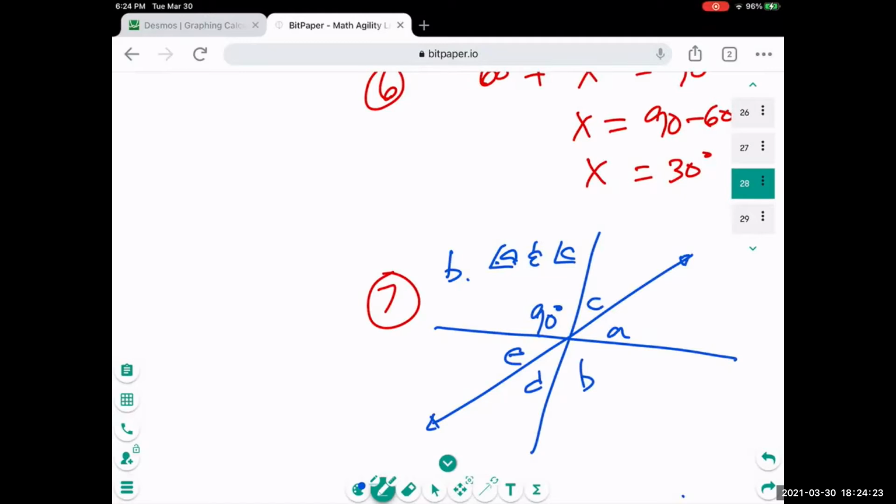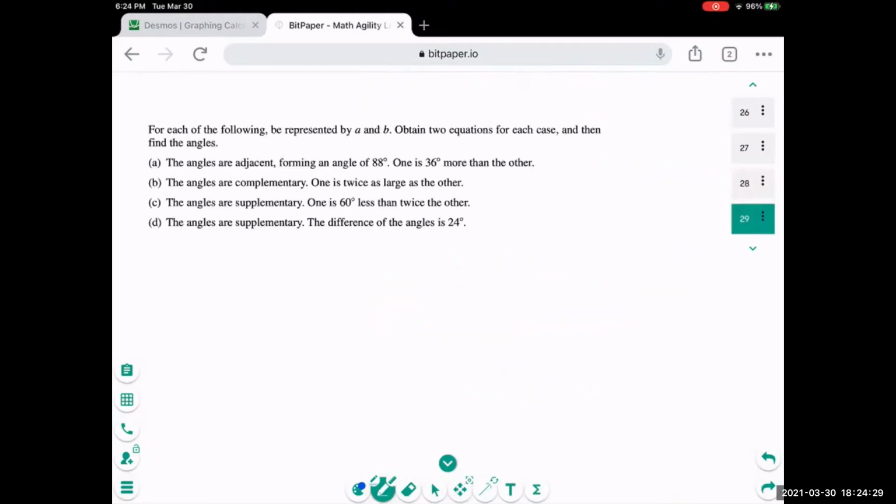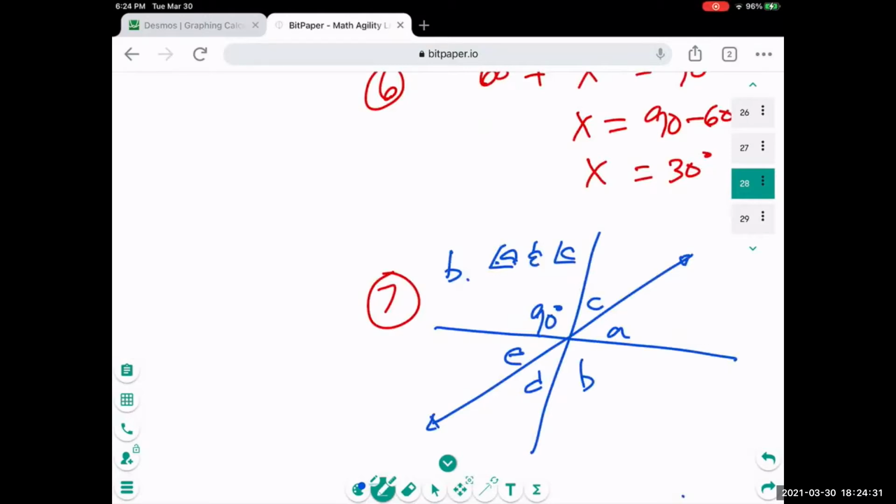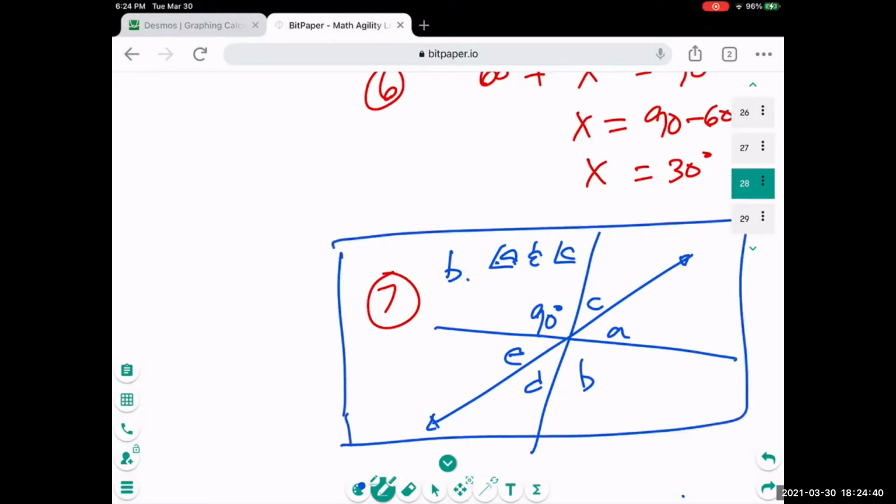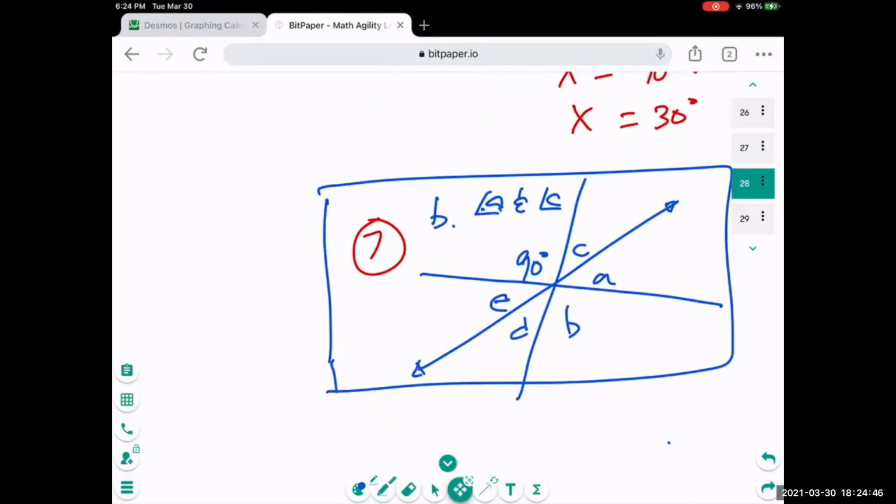For numbers 8 to 15, refer to the figure above. So this is the figure, the same figure that I drew here for 8 to 15. For question 8, name another set of complementary angles. Another one is E and D, right? So angle E and angle D. So letter D for number 8, right? And then let's move to the next question, number 9.